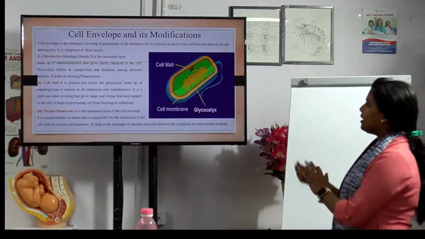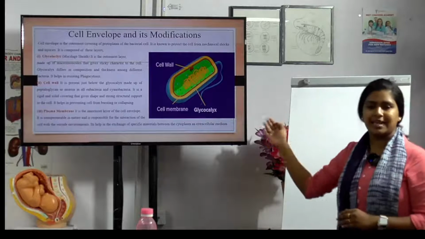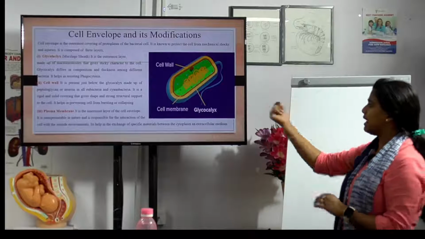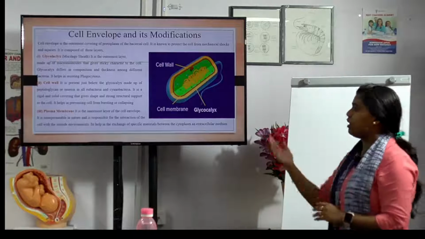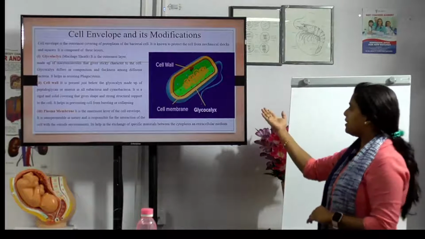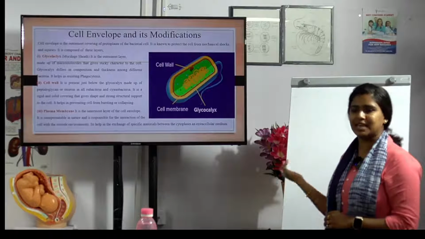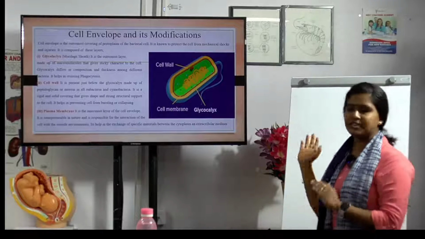And then the cell wall. The layer below the glycocalyx is the cell wall, which is made up of peptidoglycan. It is variously seen in cyanobacteria, and it is a rigid and solid covering that gives shape and a strong structure to a bacterial cell. So what gives shape to a cell?